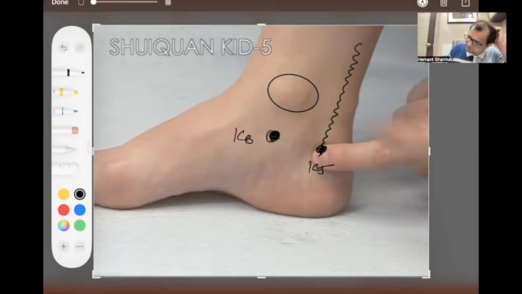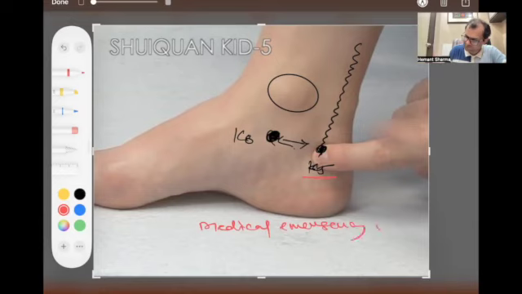So kidney 5 and kidney 6 are at the same level. Why is kidney 5 good? Because kidney 5 is the medical emergency point, or it is called the Xi cleft.